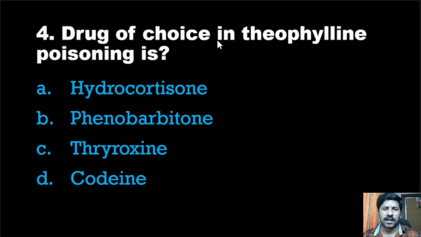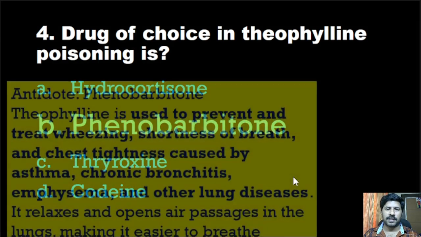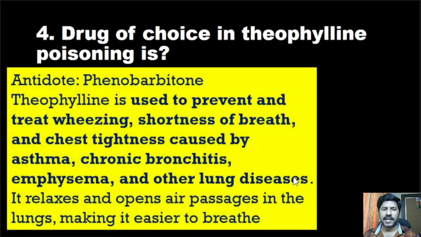Next question, drug of choice in theophylline poisoning or antidote of theophylline. Hydrocortisone, phenobarbital, thyroxine, codeine. Correct answer is phenobarbital. Theophylline poisoning, we can use antidote phenobarbital.